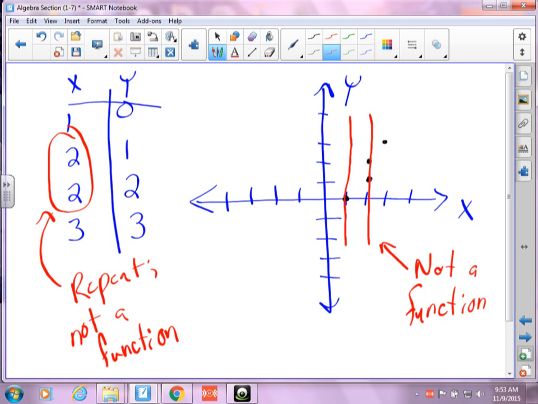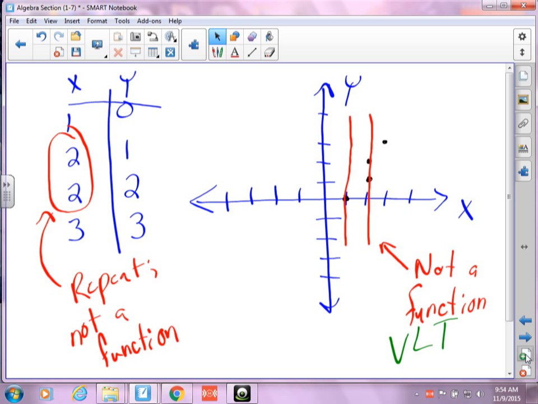Now on your test, I'm going to give you just tables, and I'm going to say, is it a function, yes or no? Don't draw a graph if I just give you a table. There's going to be another part of your test where I give you just the graph, and you're going to say, no, this is not a function because it doesn't pass the vertical line test. It's called the vertical line test, and some kids shorten it to VLT. You're actually going to draw a line and show me that it doesn't work.